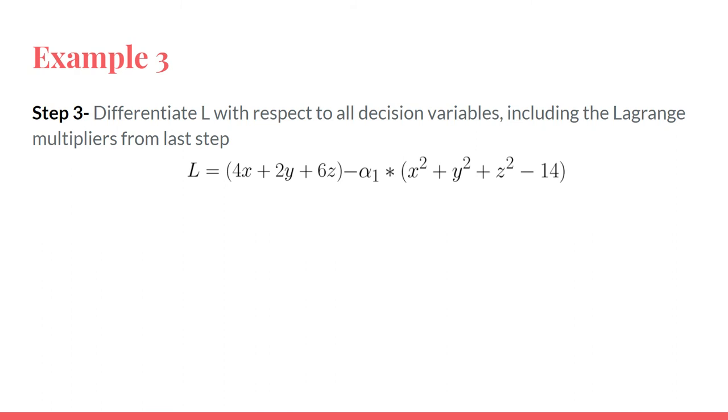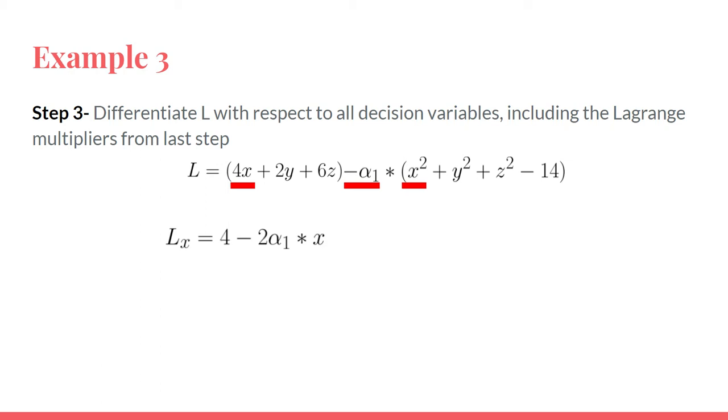We will then differentiate L with respect to all decision variables, including the Lagrange multiplier from the last step. We begin by differentiating L with respect to x. The terms inside of L that have x are 4x from the objective function and minus alpha 1 times x squared from the constraint.